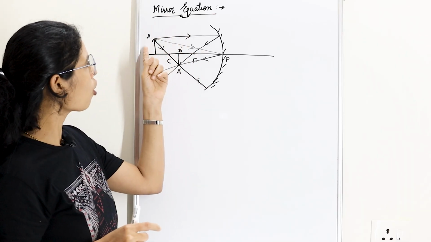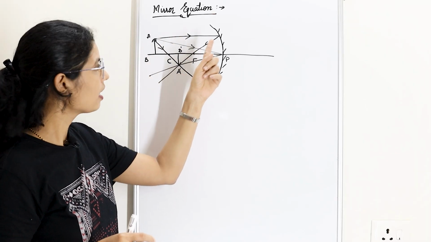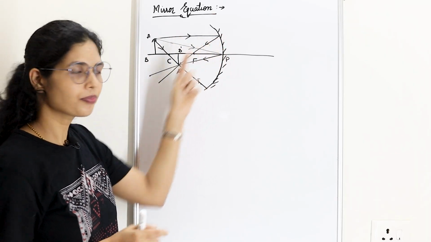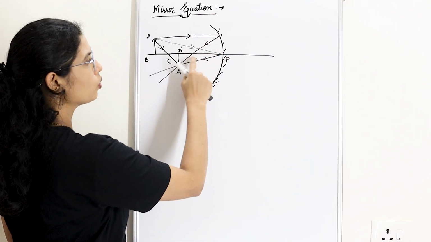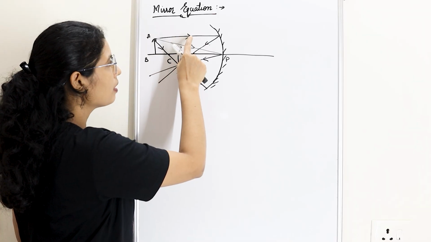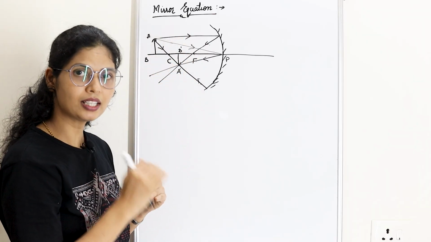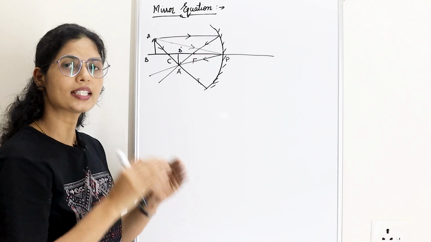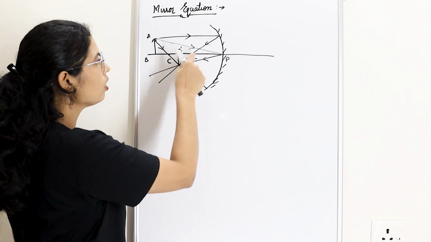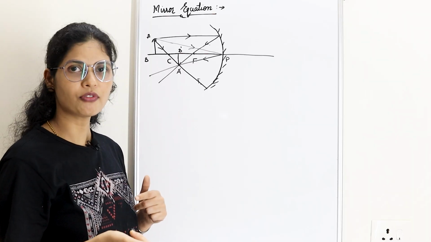A ray coming from the object which is parallel to the principal axis incidents on the mirror and gets reflected through the principal focus, as you can see here. An incident ray parallel to the principal axis always gets reflected through the principal focus. This is one type of incident ray.